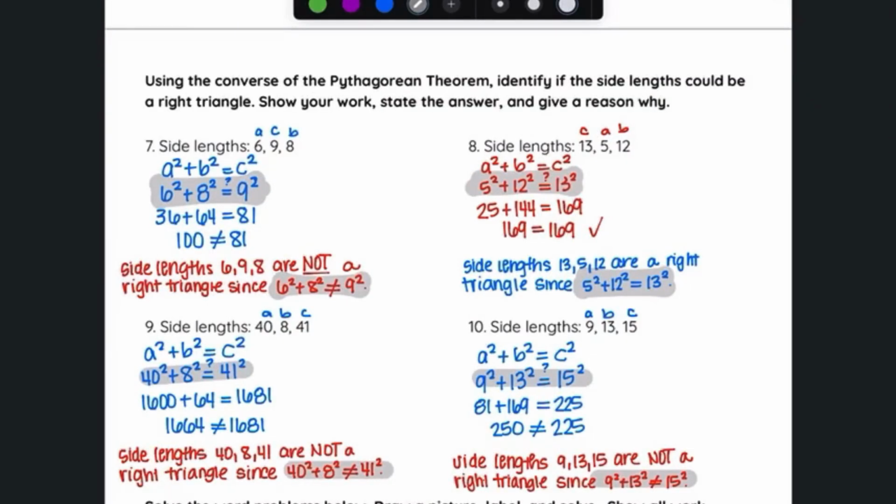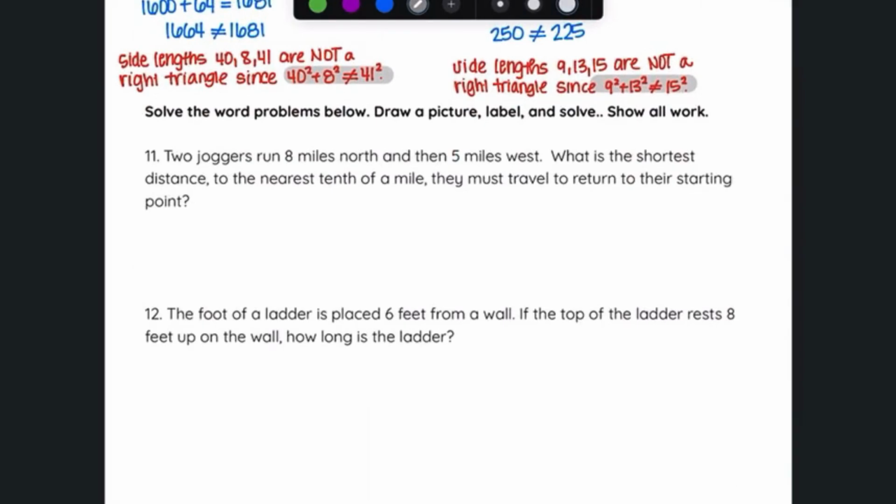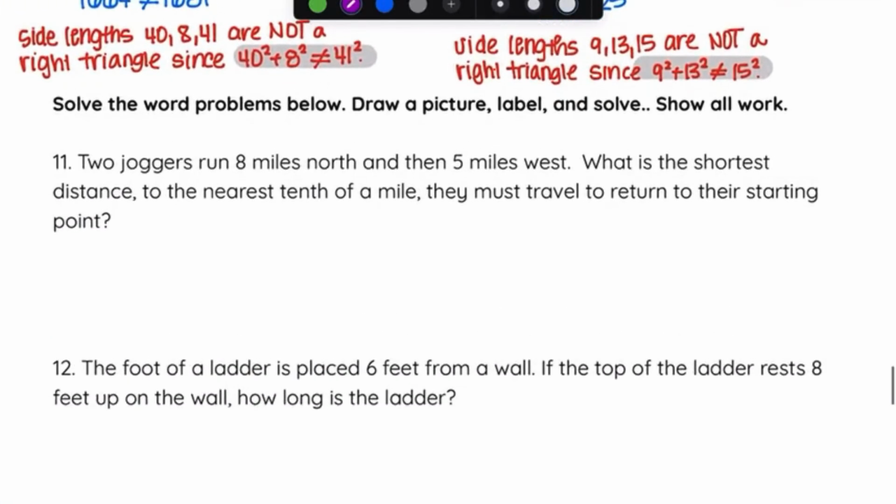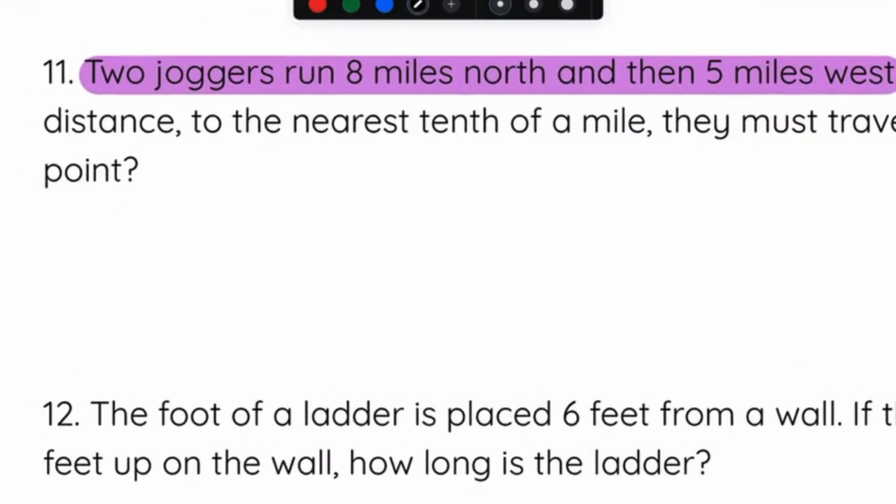Okay, now let's talk about word problems. So if you recall in class, we talked about how the key to being successful with word problems is really being successful in drawing the picture, okay? So I'm going to spend most of my time talking about the picture, and then I'm going to quickly talk about the Pythagorean Theorem part, okay? So looking at this first one, remember we go one statement at a time. So you have two joggers run 8 miles north and then 5 miles west, okay? So I'm going to start with, so let's just say we start here.